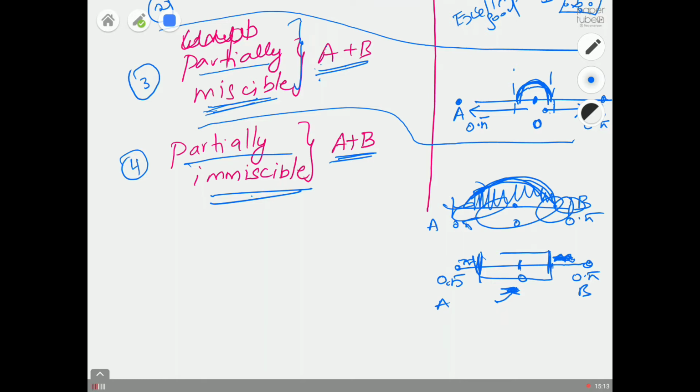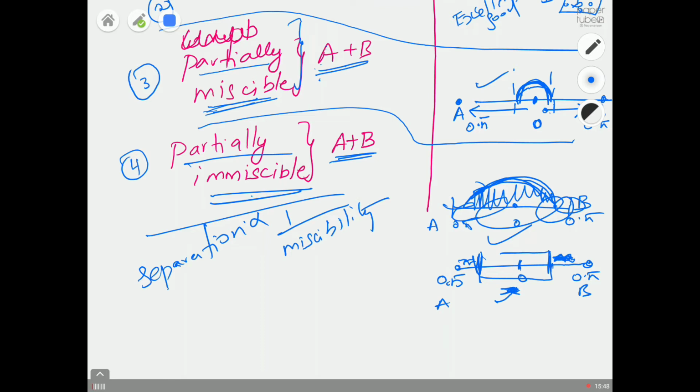You don't have to stick to this diagram, but all you need to know is that partially miscible means A and B are most of the time miscible, and at some compositions, they become immiscible. Partially immiscible means most of the time they are not miscible, and at some time they become miscible. And always remember, separation is inversely proportional to miscibility.